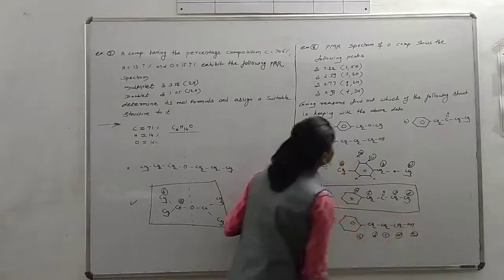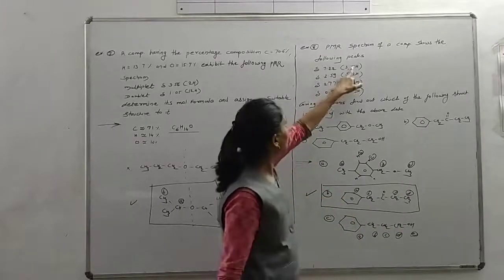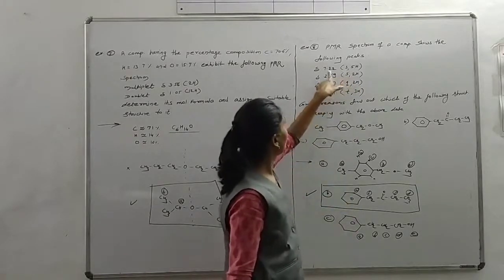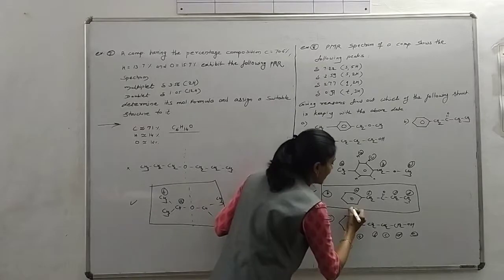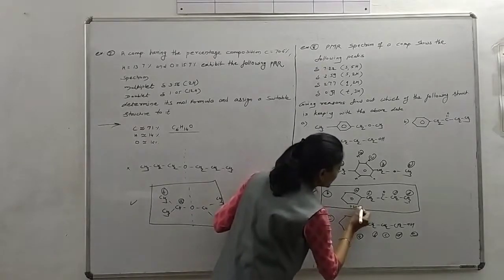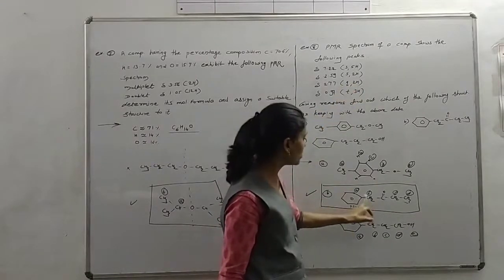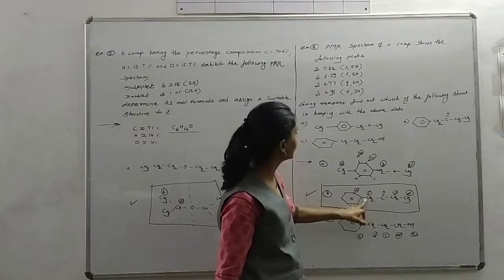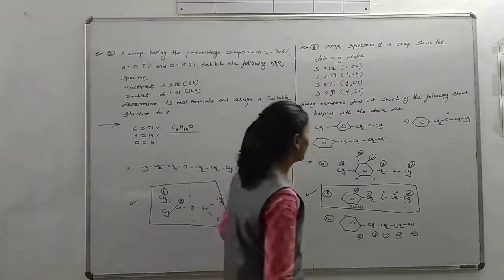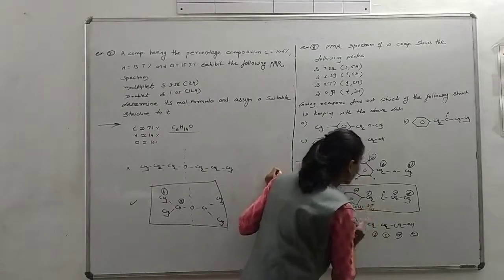So the B structure is correct for the given data. But again we check the values. 5 protons give a singlet at 7.22. Correct, right? 7.22 singlet. Okay. Next one, 2 protons give a singlet. It is in the downfield direction, so the 3.59 value is obtained here. 3.59 gives a singlet. Correct.